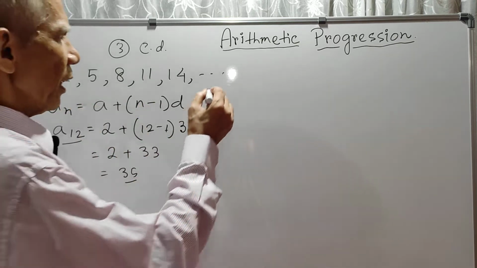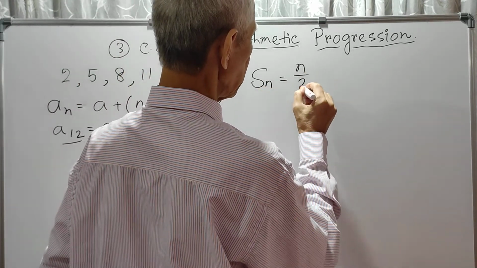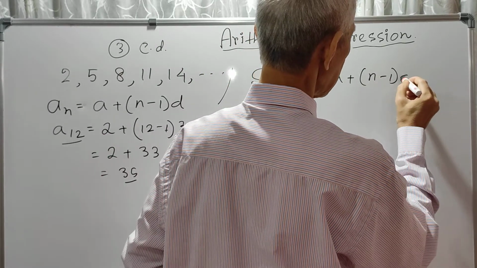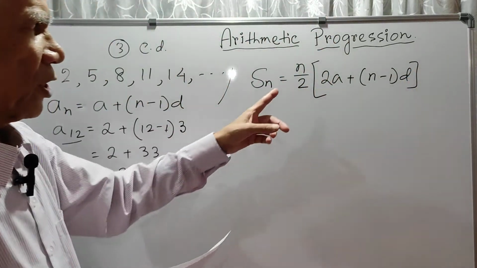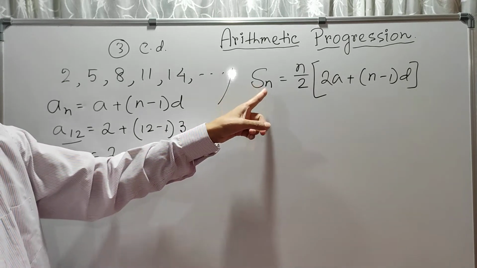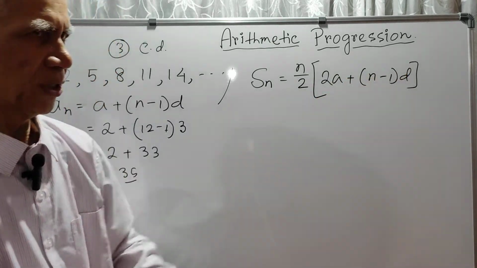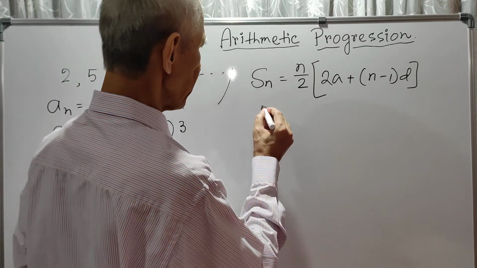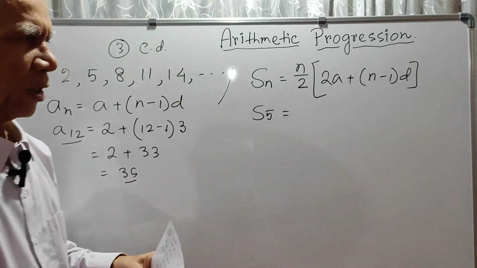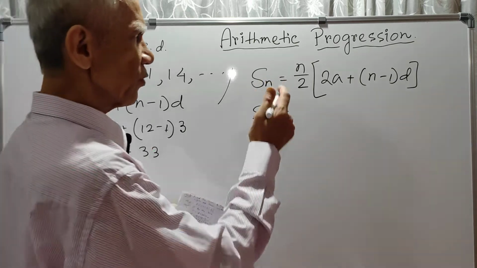All right. Then there is another formula, Sn equal to n by 2 into twice A plus n minus 1 D. Now, this is the formula to find out the sum of n terms: 2 into first term A plus n minus 1 into common difference D. Suppose you want to find out the sum of 5 terms. So, the symbol will be S5. So, using this formula, what will be?